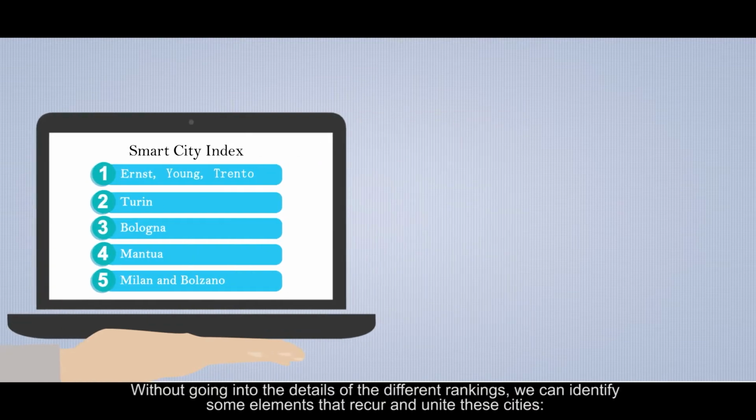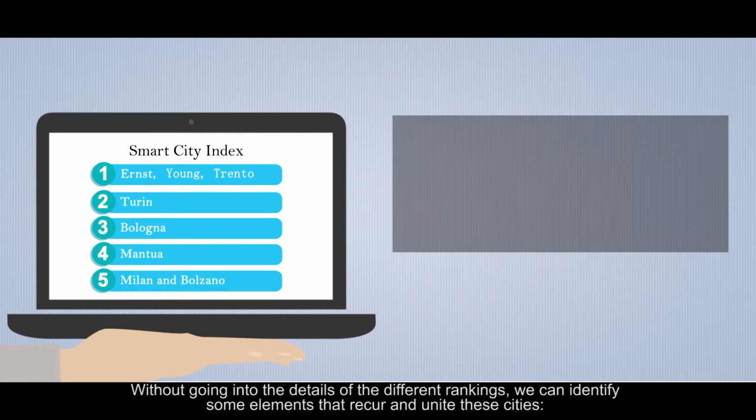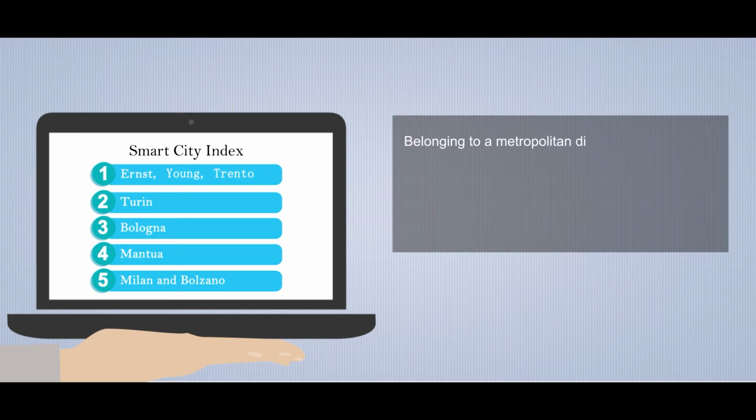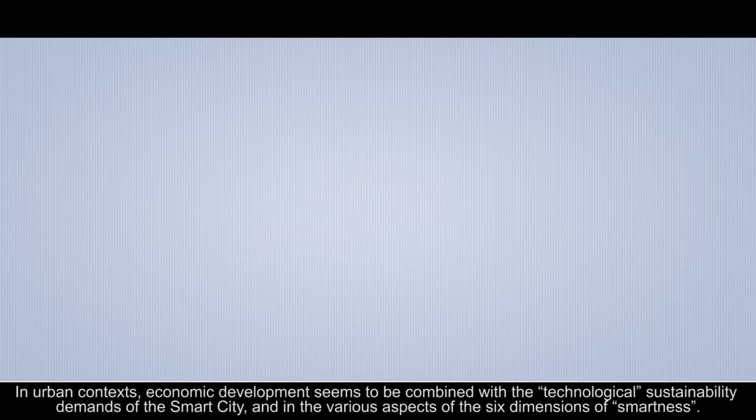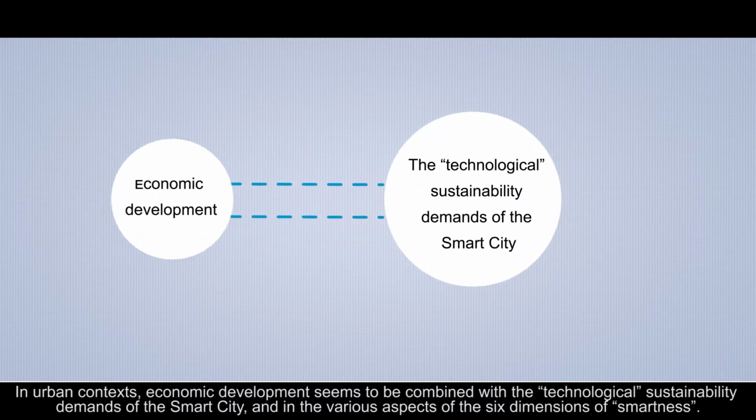Without going into the details of the different rankings, we can identify some elements that recur and unite these cities. Belonging to a metropolitan dimension or, usually, an average urban dimension and a location in the north or center-north, part of the old or better, new industrial triangle. In urban contexts, economic development seems to be combined with the technological sustainability demands of the smart city and in the various aspects of the 6 dimensions of smartness.